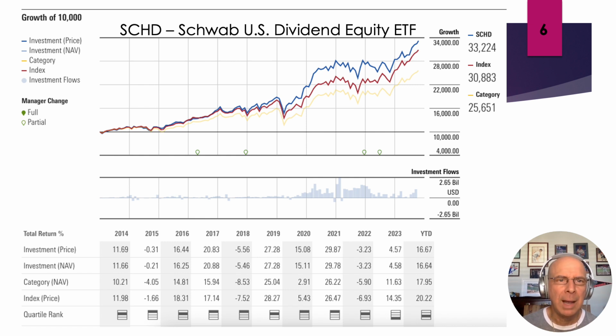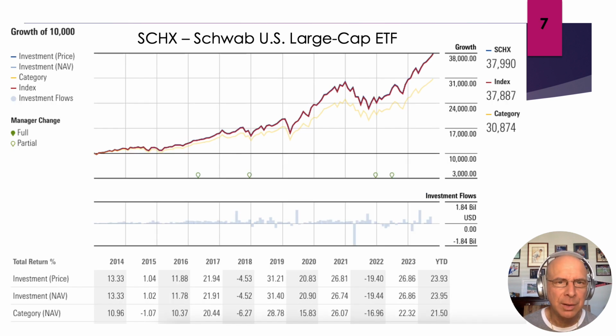But now, what has SCHX, the large cap ETF, done in the past 10 years? More, $37,990. That's over a $4,000 gain in the past 10 years. And this year alone, the ETF is up nearly 24%.